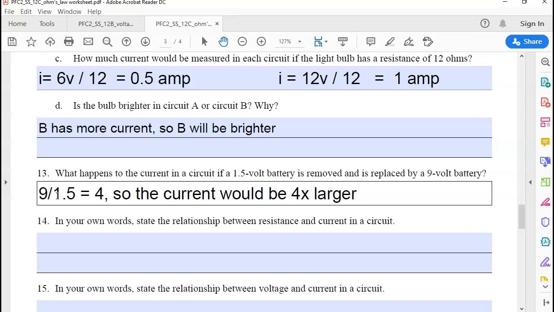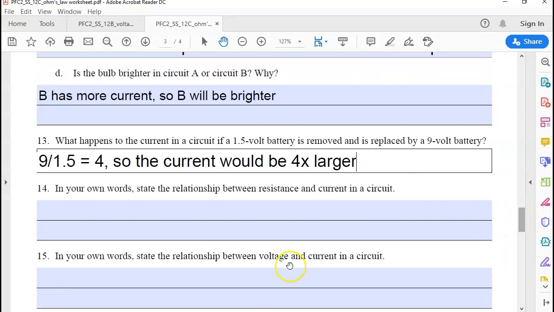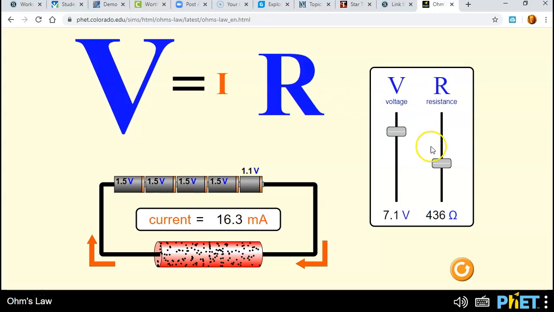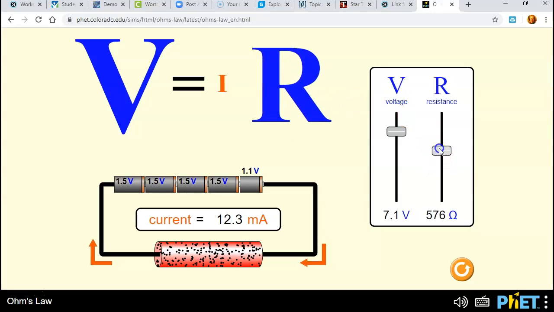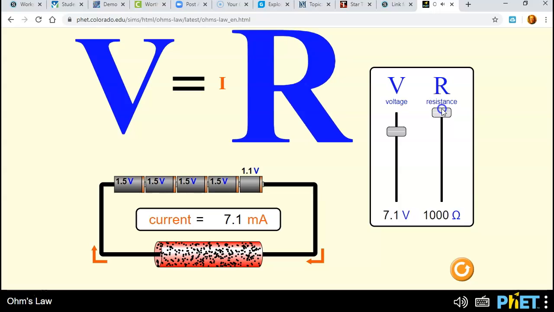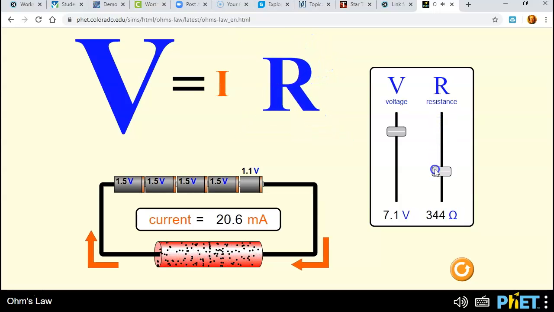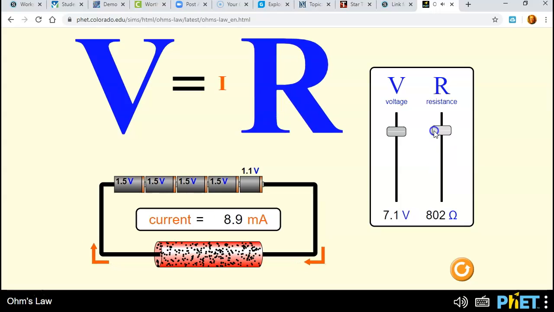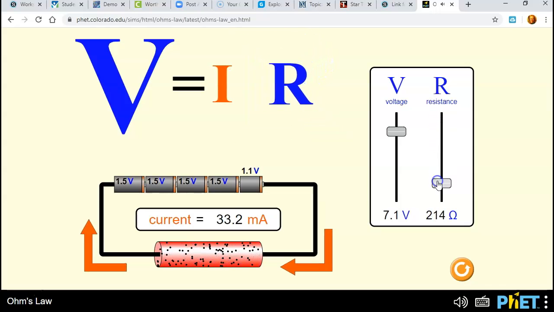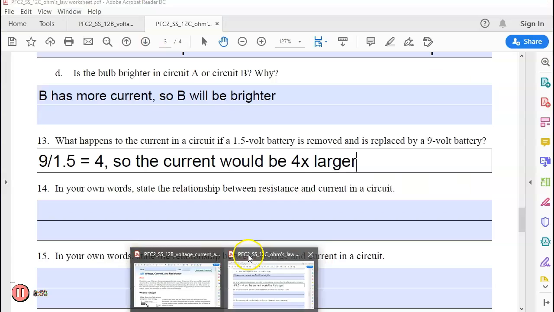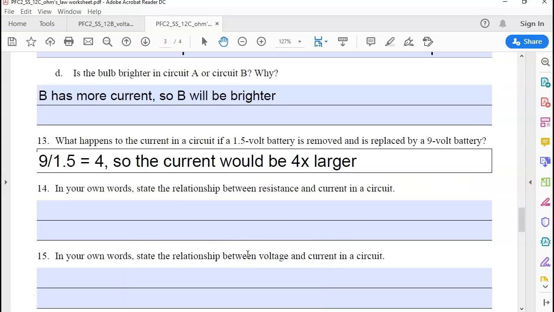Okay, now number 14, I'm going to leave that for you, but think about if one goes up, does the other go up? If one goes down, does the other one go up? Are they moving the same or opposite? So we looked at that, this guy here, right? If the resistance goes up, what happens to the current? And if the resistance goes down, what happens to the current? Is it easier for the current to go through, or is it harder for the current to go through? That's what number 14 is talking about.